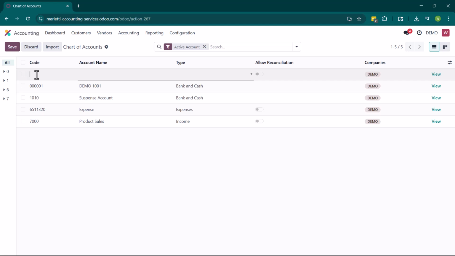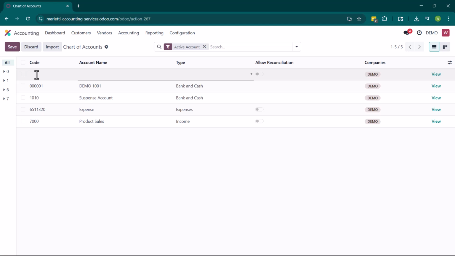Some accounting software allows you to enter an account into the chart of accounts without a code. Odoo does not. So you'll have to enter a code number. And code numbers are generally based on numbering systems, standard numbering systems in the accounting industry.